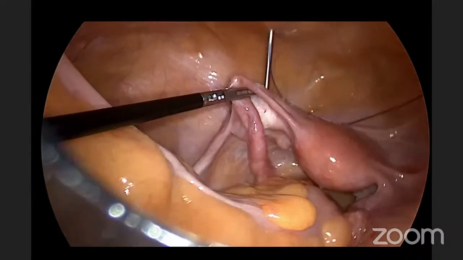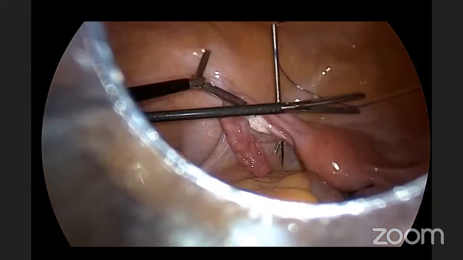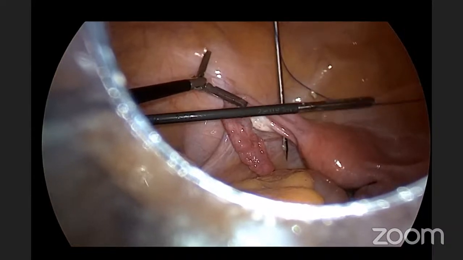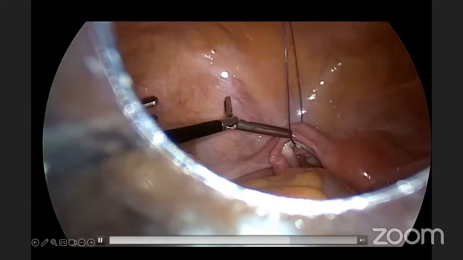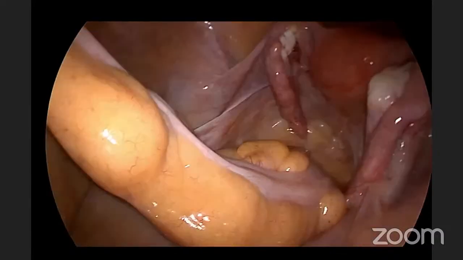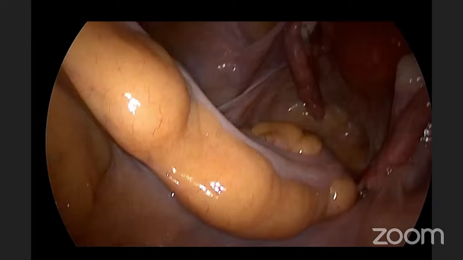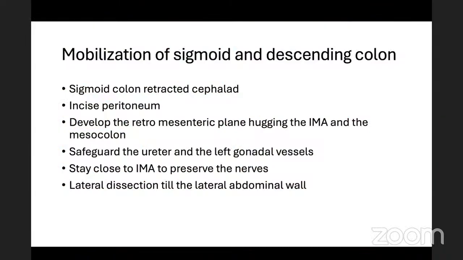In males, if the bladder is falling, we can take a straight needle and suspend the bladder as well. And it just gives a better view of the pelvis. Now, the next step, once we've done this and we've got access and the whole operating field is clear, is that we mobilize the sigmoid and the descending colon.